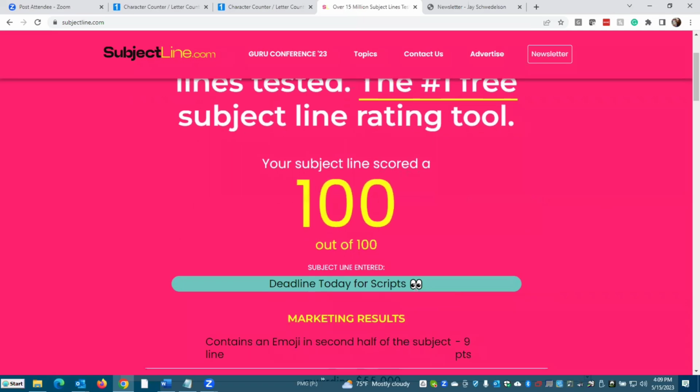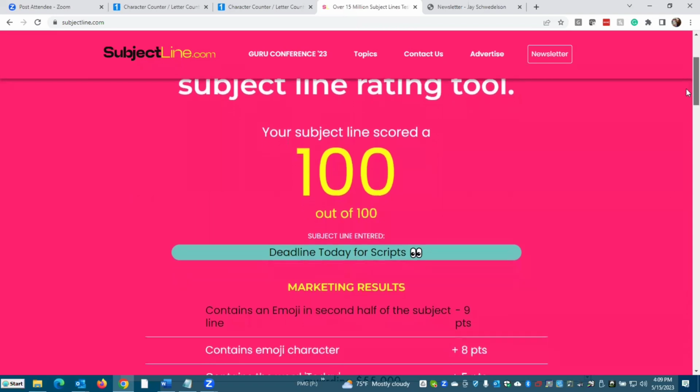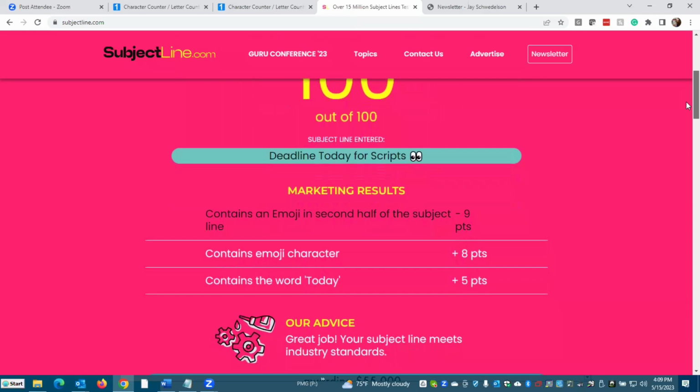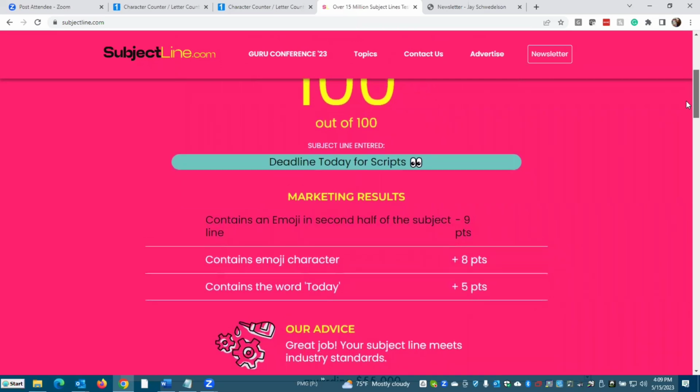Evaluating. So subject line scored a 100 out of 100, but don't let that score deceive you, because it tells you the marketing results. So you can go in and dig deeper. Notice how it pings the subject line for having the emoji at the end, because right now emojis at the beginning of the subject line tend to be more effective than coming at the end. So it took off 9 points there. But it contains an emoji character, so it's almost kind of like a wash.